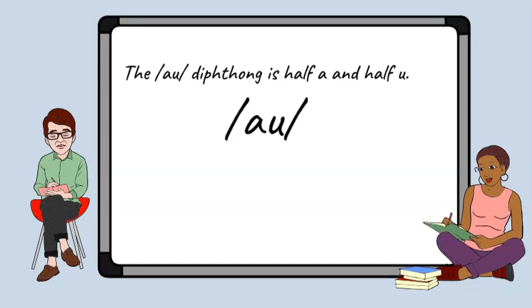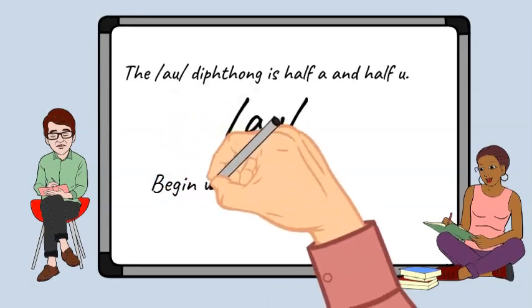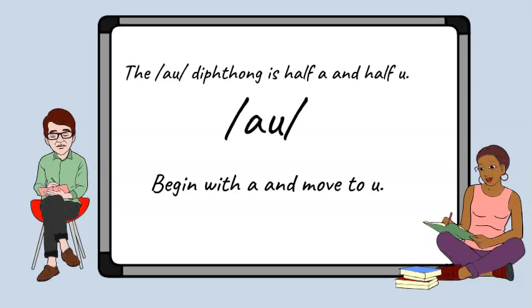The ow diphthong is half a and half oo. Ow, ow. Begin with a and move to oo. Ow, ow.